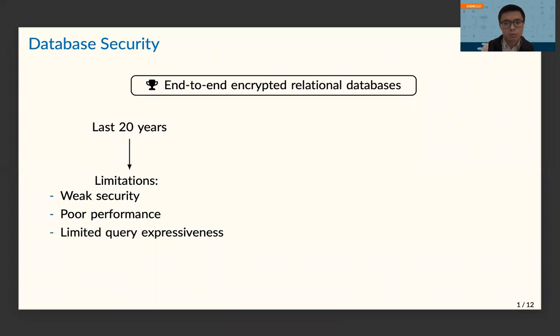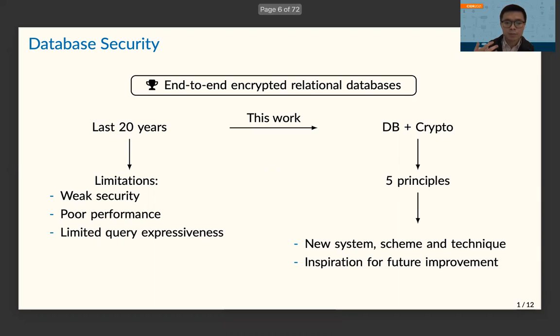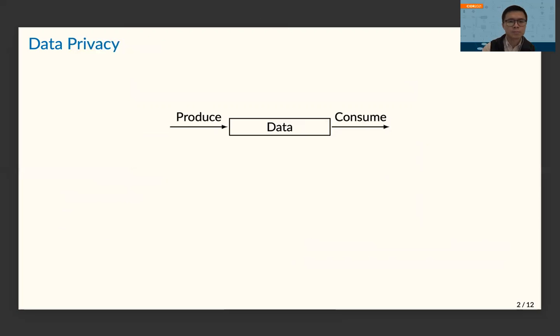In this work, we would like to call for more collaboration between the database and cryptography communities to look at this problem together. In this spirit, we proposed 5 principles, and we developed a first attempt at an approach for these 5 principles in the form of a new system, scheme, and technique. It's not going to be the final solution. However, we do hope that this serves as a first step for future improvement.